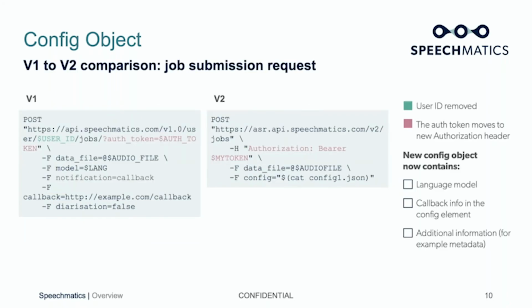If we now take a moment to look at how we deal with a config object in terms of job submission, what you'll notice is that there is a big difference between the V1 and V2 API. With the V2, first of all, you'll notice that the POST request URL once again is much shorter, much cleaner. There's no auth token and user IDs. But we only need two form fields. One is the data file for your media file, whether that be audio or video. And the second form field is a config object that wraps everything up in one. So really powerful, really simple.